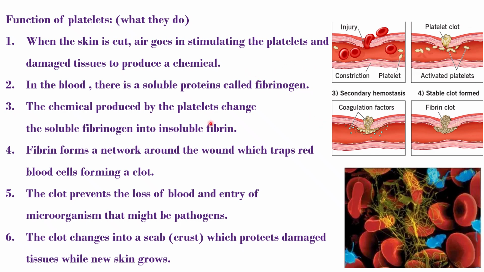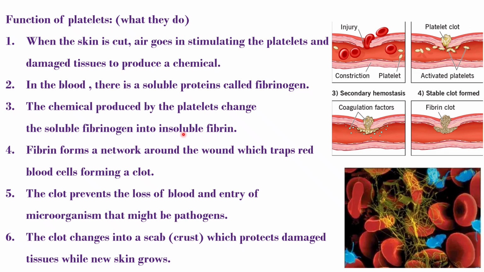In the blood, there is a soluble protein called fibrinogen. This means that this is a protein that is going to change into fibrin. Fibrinogen is soluble. All the proteins in the blood should be soluble for the blood to flow through your blood vessels. Now, the chemical from the damaged platelets activate that fibrinogen and change it into insoluble fibrin.